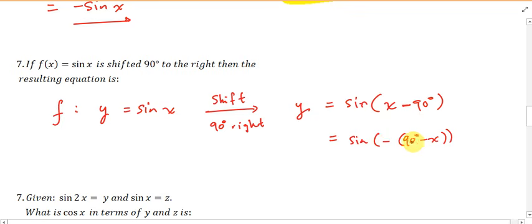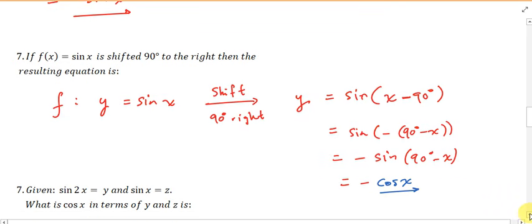So sine of a negative angle is negative sine of 90 degrees minus x, and 90 degrees minus x is in the first quadrant, so we'll just get negative sine, negative cos, because of 90 degrees that's a co-ratio, so we should get negative cos x, right? All is positive. So what's the final answer for this? The final answer: if sine x is shifted 90 degrees to the right, then the resulting equation is negative cos x.